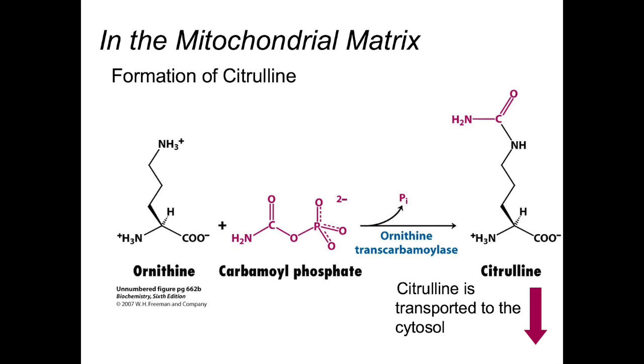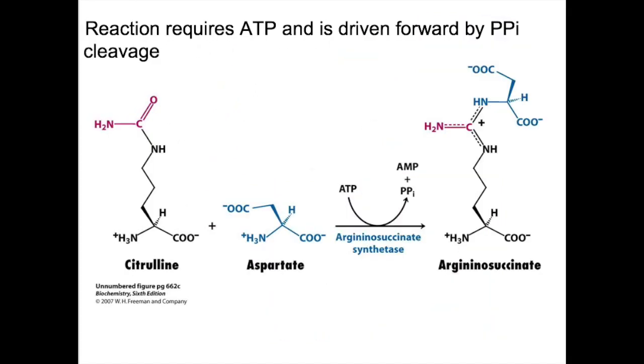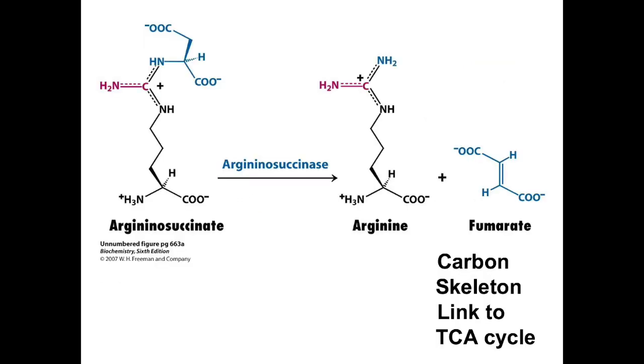Now, with the formation of citrulline, we have a product that's going to exit the mitochondrial matrix and enter the cytoplasm. Once in the cytoplasm, it's going to combine with aspartate to yield argininosuccinate. This enzyme requires ATP and is driven forward through the formation of pyrophosphate and subsequent hydrolysis to inorganic phosphate. The name of this enzyme is argininosuccinate synthetase. Again, it's called synthetase because it requires ATP. The product of this reaction is called argininosuccinate. And if you look at it closely, it's arginine with just a little bit extra.